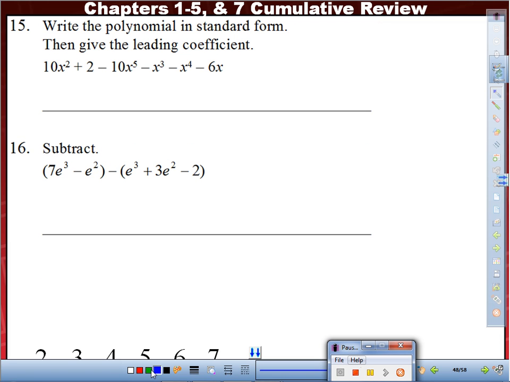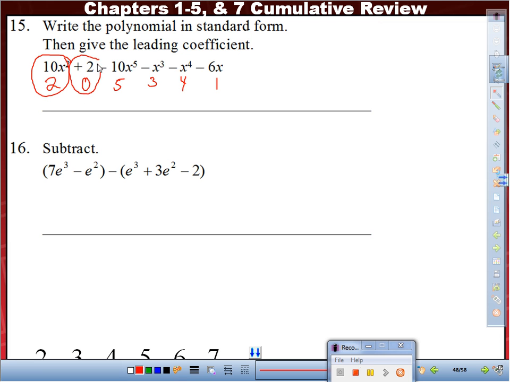Number 15. For number 15, we first need to identify the degree of each term. So here we go. This one, 2nd degree. This one, 0 degree. This one, 5th degree. This one, 3rd degree. This one, 4th degree. This one, 1st degree. So we need to make sure we rewrite these, including the sign in front of them, so that we write each term from greatest degree to least degree.